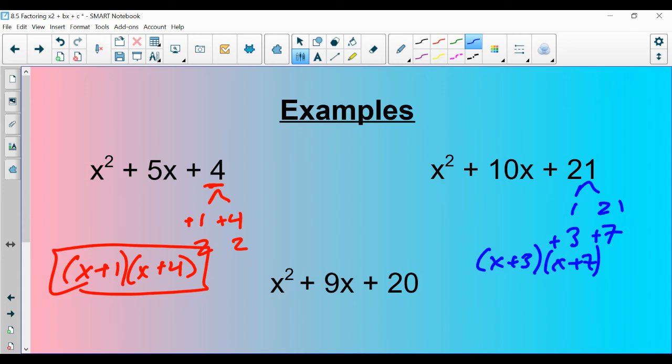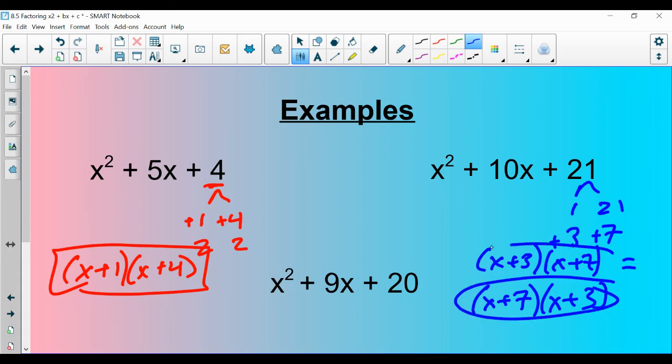Now, a really good question here is, does it matter if I switch the order of these? No, it doesn't. It's the exact same thing to say X plus 7 and X plus 3. Either one of these are the answers that would be acceptable.